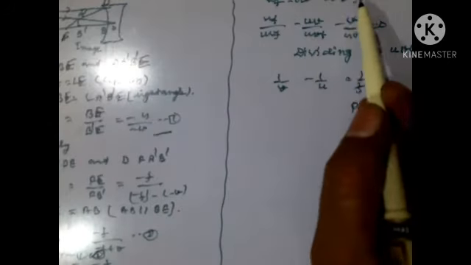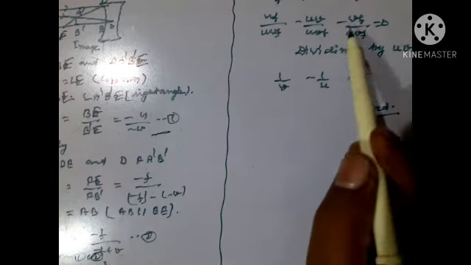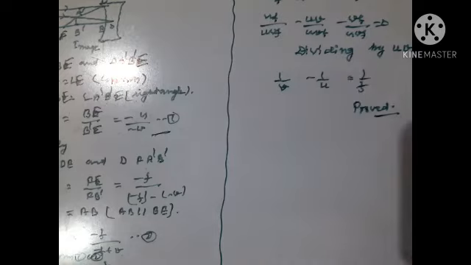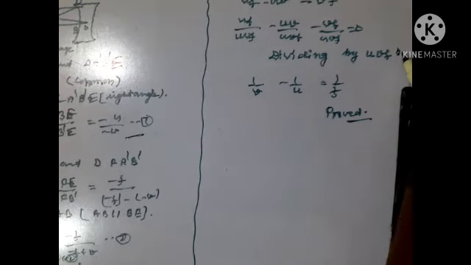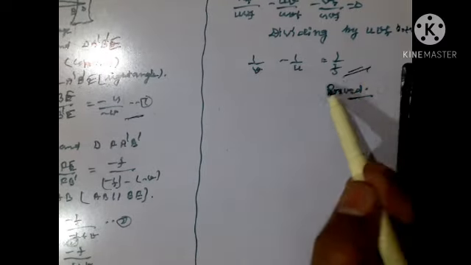Now next thing, uf minus uv is equal to vf. uf by uvf minus uv by uvf minus vf by uvf is equal to 0. Dividing by uvf on both sides. Okay, then what will you get? 1 by v minus 1 by u is equal to 1 by f. Lens maker formula in case of a concave lens.